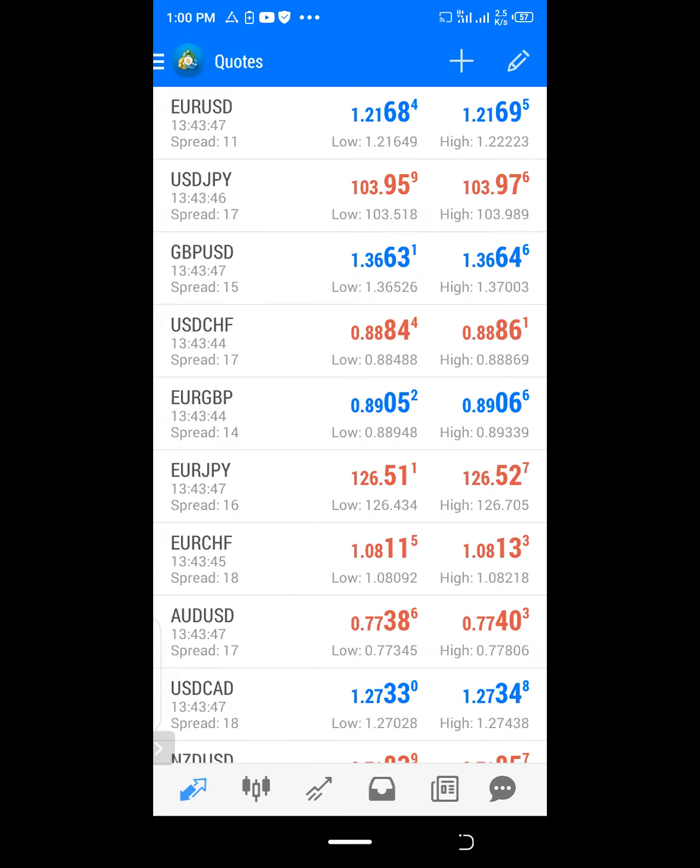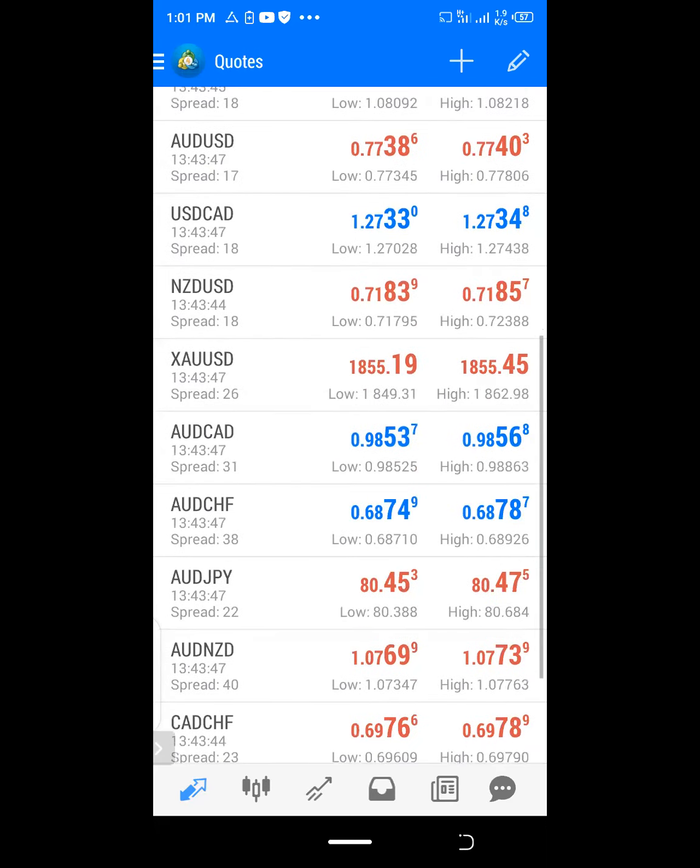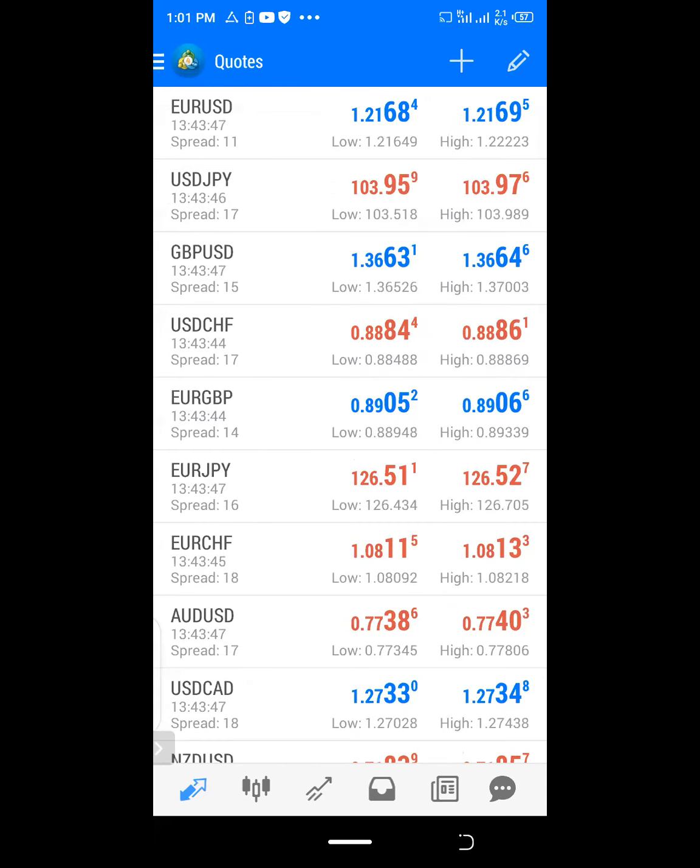So your MetaTrader 4 is what? The trading platform. Your MetaTrader 4 is the trading platform. Your broker, like I said, is an intermediary. Once you get your broker set up, you have to connect it to your MetaTrader 4 where you can trade your money.